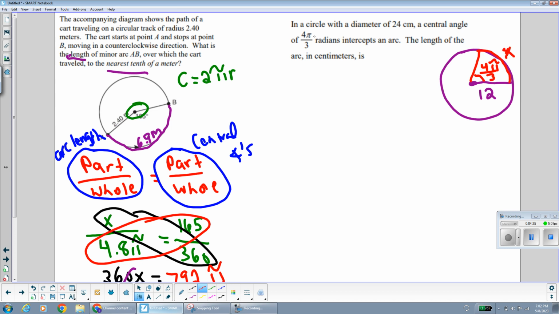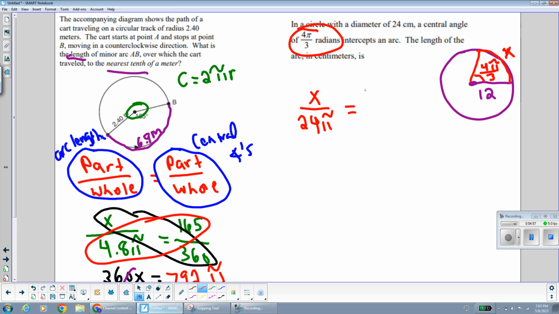This time, unlike the last one, our angle is in radians. If we're going to set up our proportion, part over whole equals part over whole, it's sort of the same thing. First, the arc length over the entire length of the arc of a circle, which is the circumference, 2 pi r. Since the radius is 12, that would be 12 times 2, which is 24. That would be 24 pi for the circumference of the entire circle.